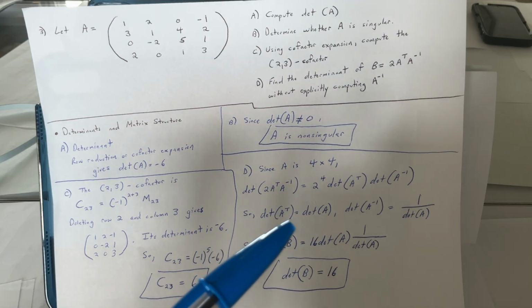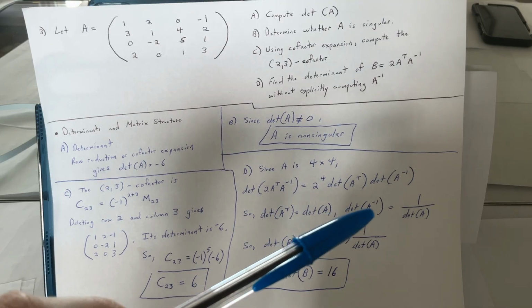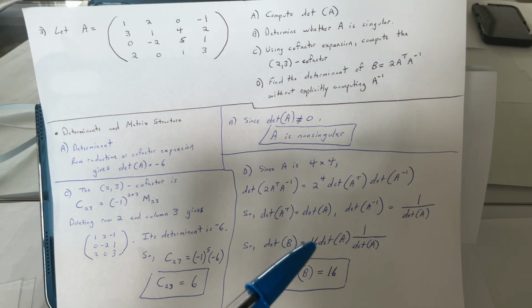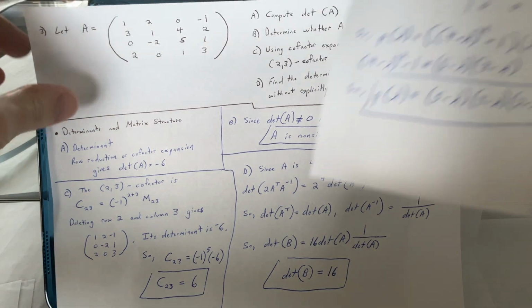The determinant of A transpose equals the determinant of A, and the determinant of A inverse is 1 over the determinant of A. So the determinant of B is 16 times determinant of A times 1 over determinant of A, which is just 16. Okay, so that's A, B, C, D for number 3. We're ready for number 4.